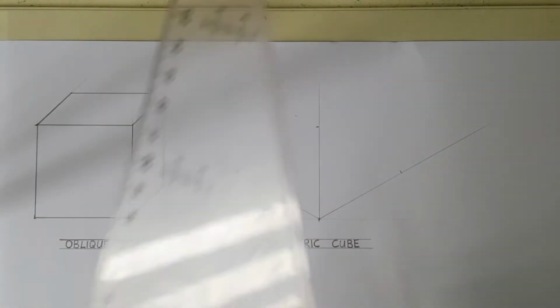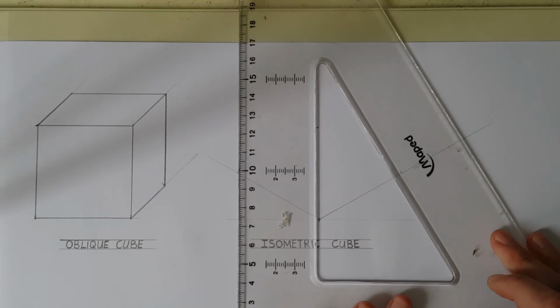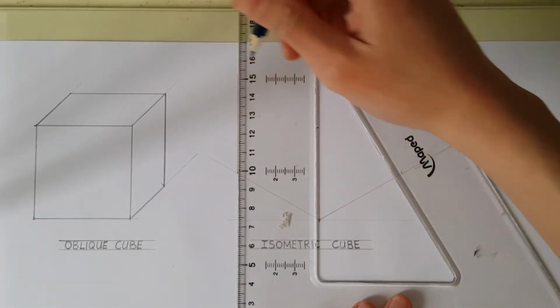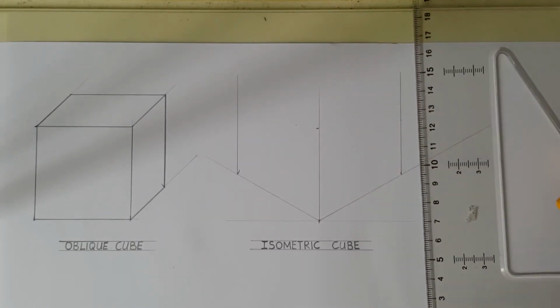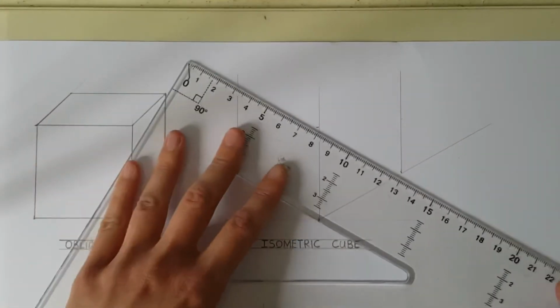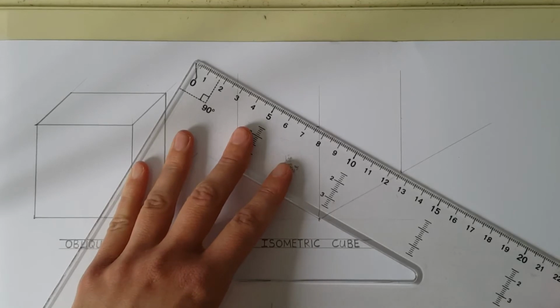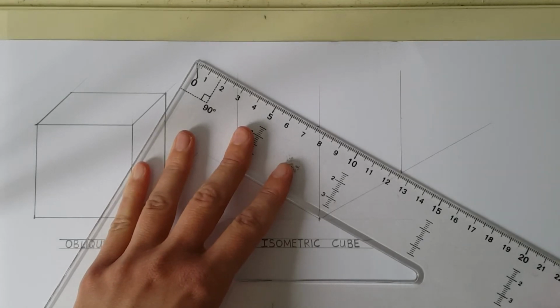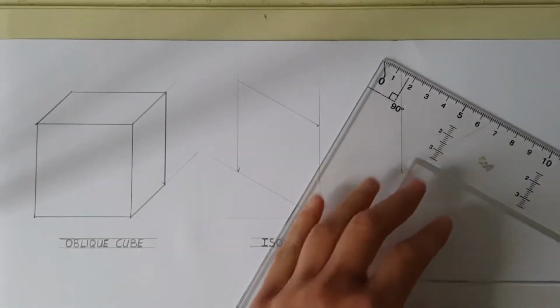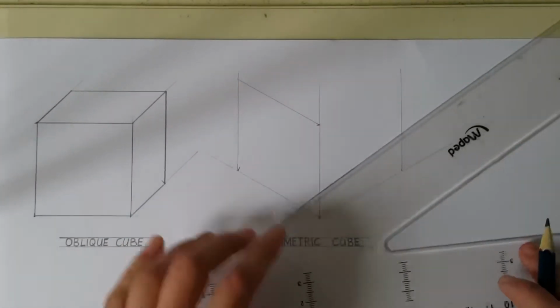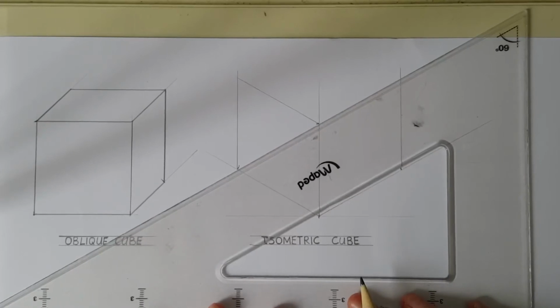Once you have everything marked, now let's draw the perpendicular lines of the other two corners of our cube. And now let's connect that mark over there to draw the top part of our cube.